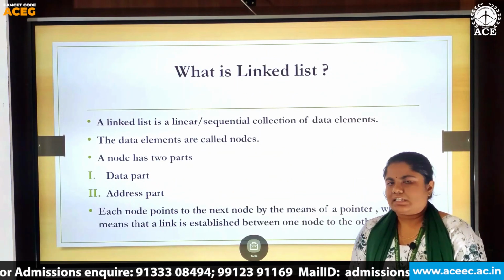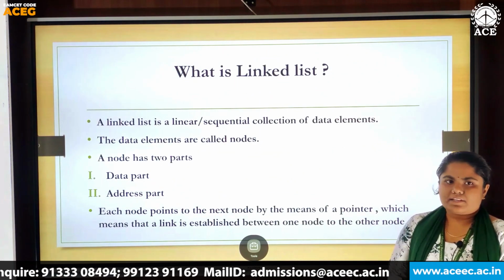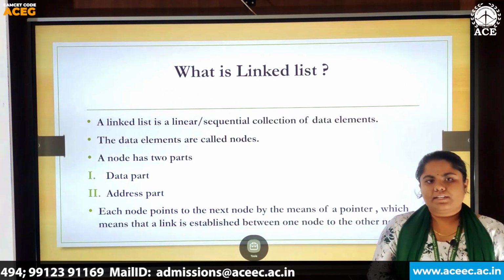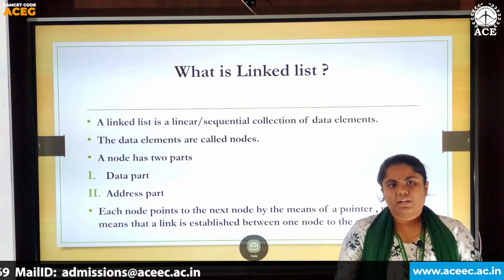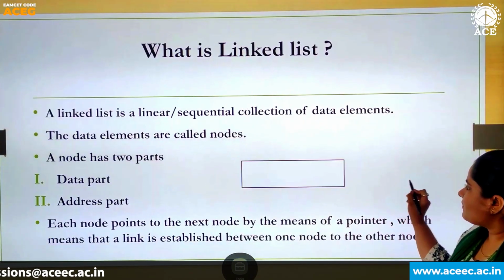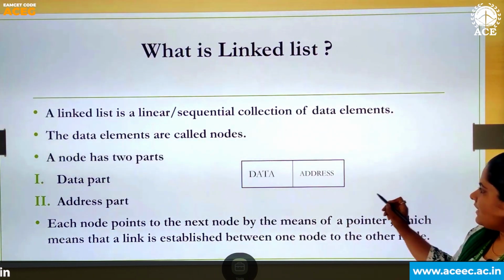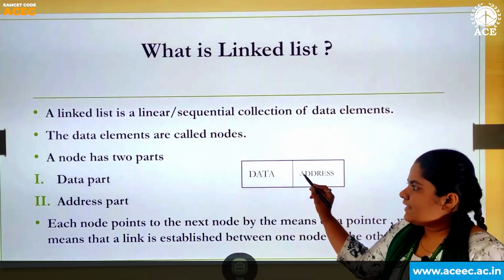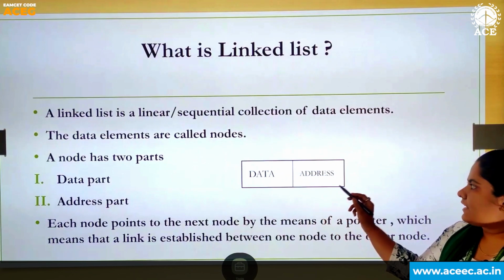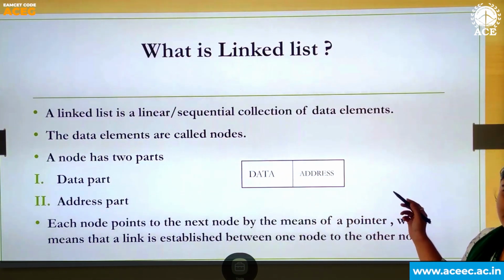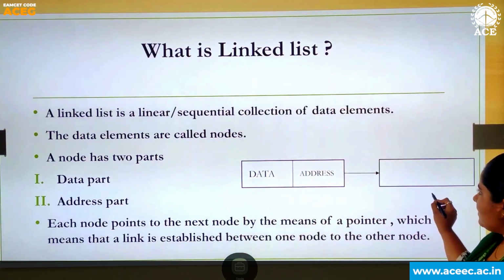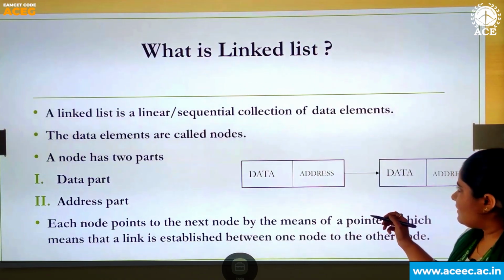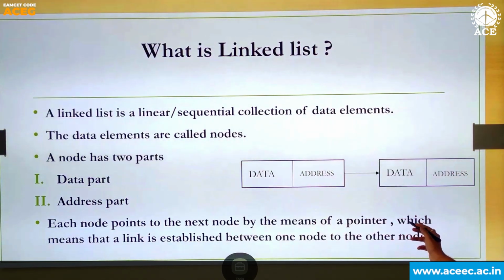So what is a linked list? A linked list is a linear collection of data elements. Here the data element refers to a node. A node has two parts: data part and address part. The data part contains the numerical value and the address part contains the address of the next node. As you can see, this is the structure of a linked list.